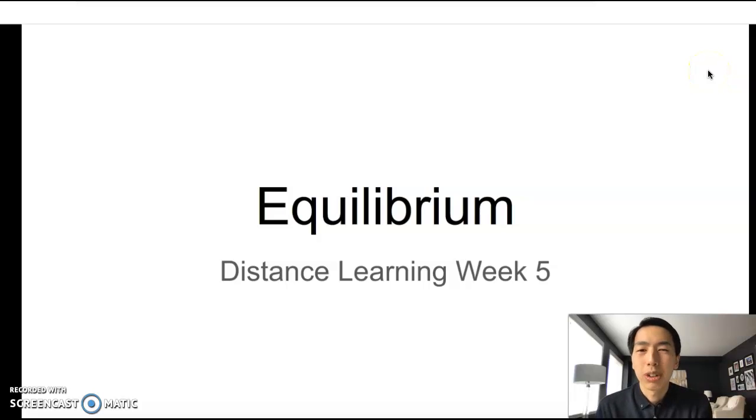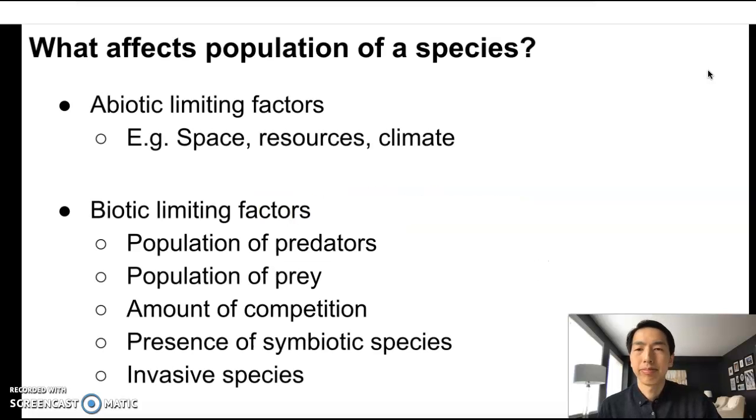So the last word that I would like to talk about this week related to population is equilibrium. To recap, earlier this week we talked about how the population of a species could be affected by abiotic limiting factors. These are non-living things that affect the population of a species, like how much space there is, how many resources there are in the area, and what the climate is like in the area, and many other abiotic things.